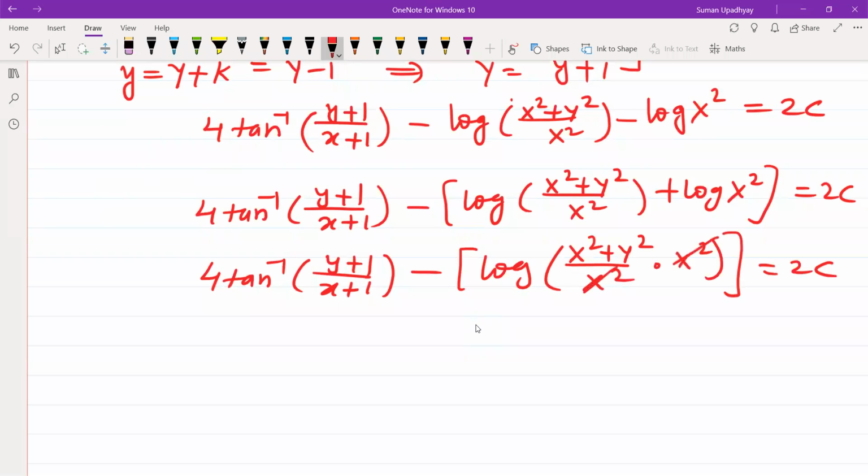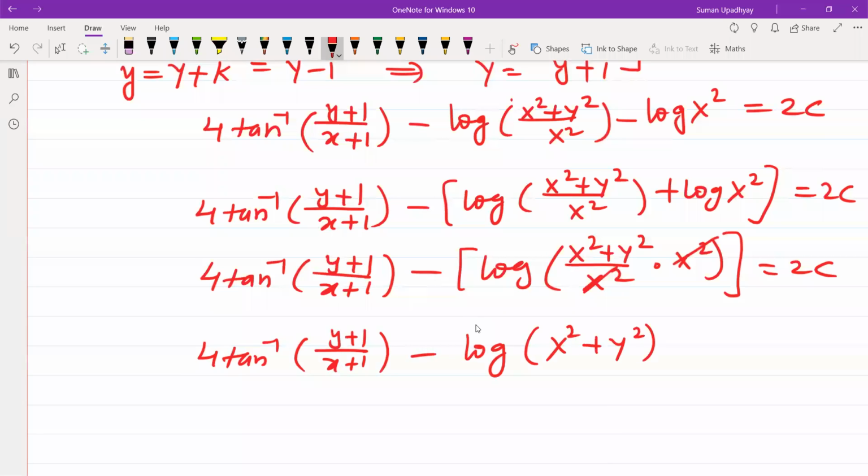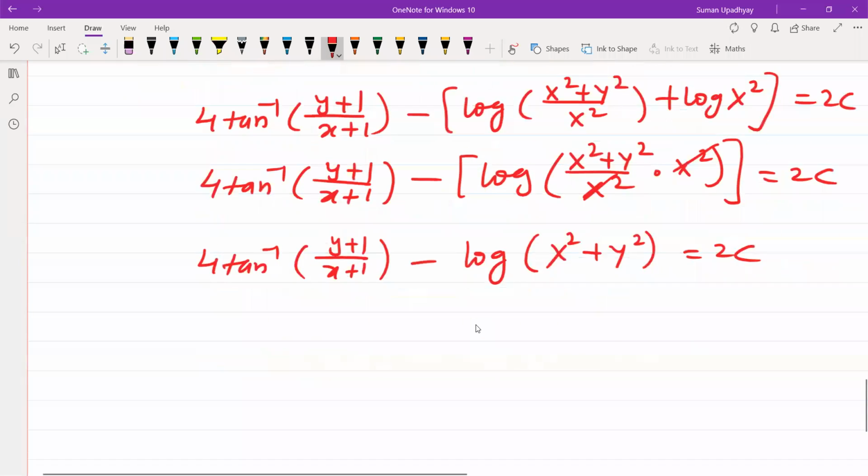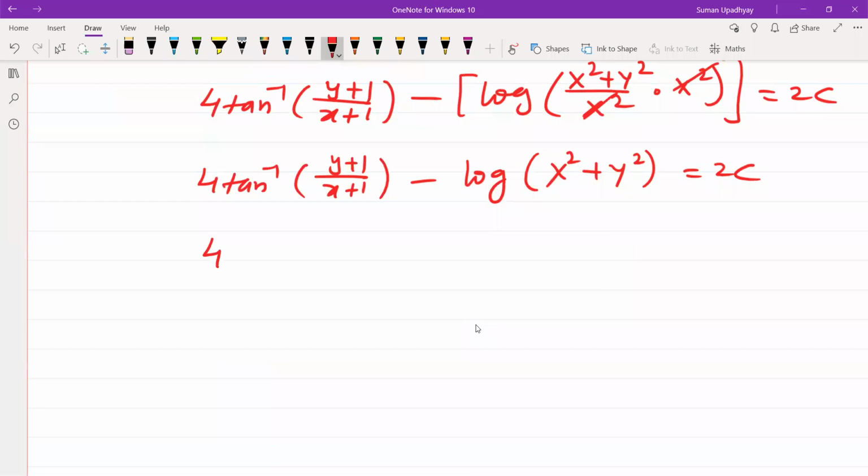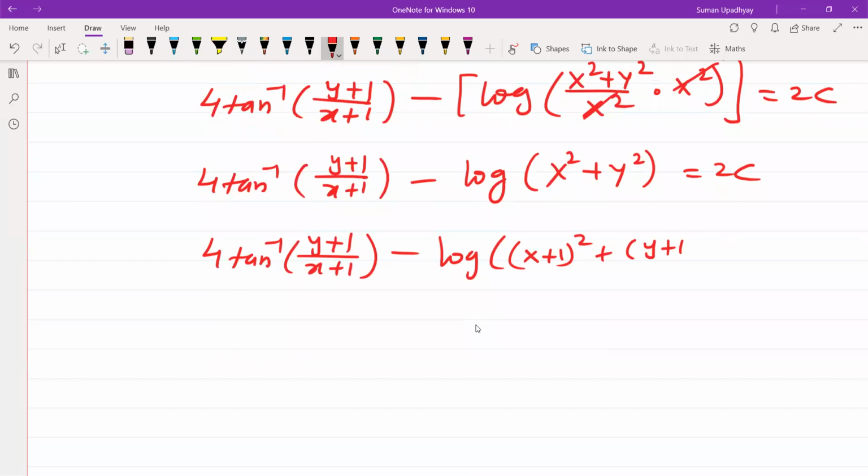This x square and x square will get cancelled and you will be left with (y plus 1) upon (x plus 1) minus log of (x square plus y square) is equal to 2c. And you replace capital X and capital Y now. So capital X and capital Y is what? Minus log of (x plus 1) the whole square plus (y plus 1) the whole square. So this is your final answer.